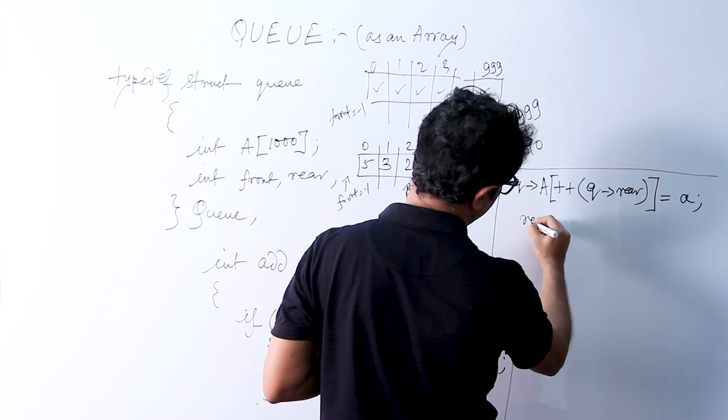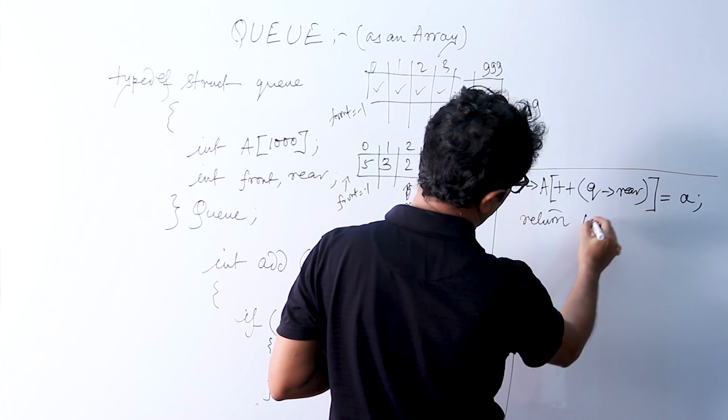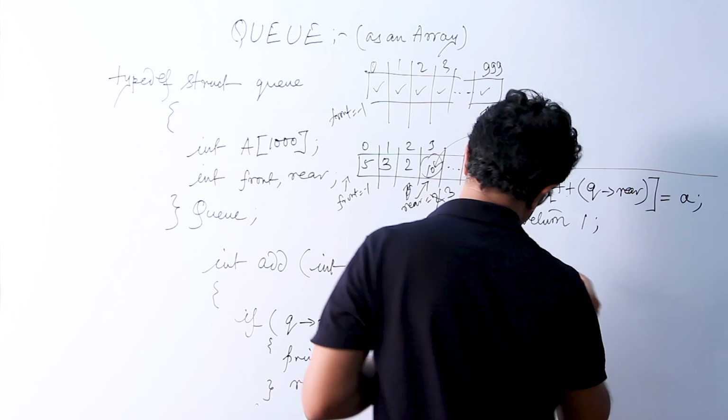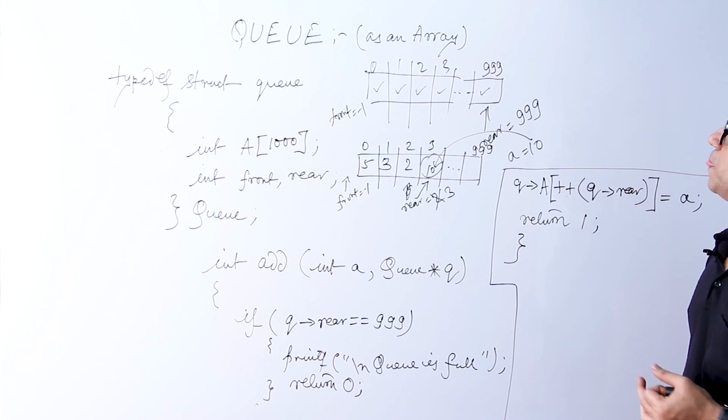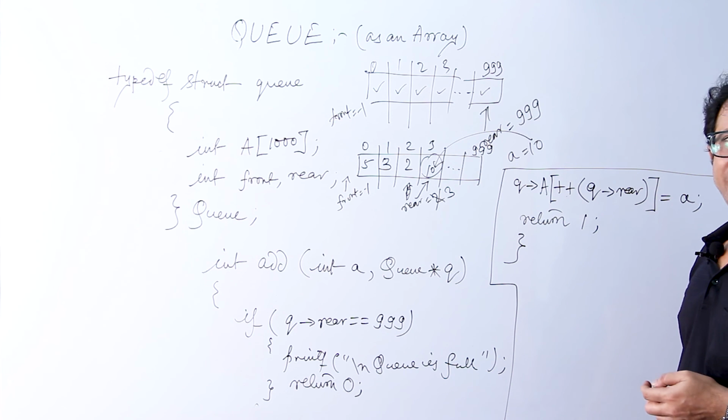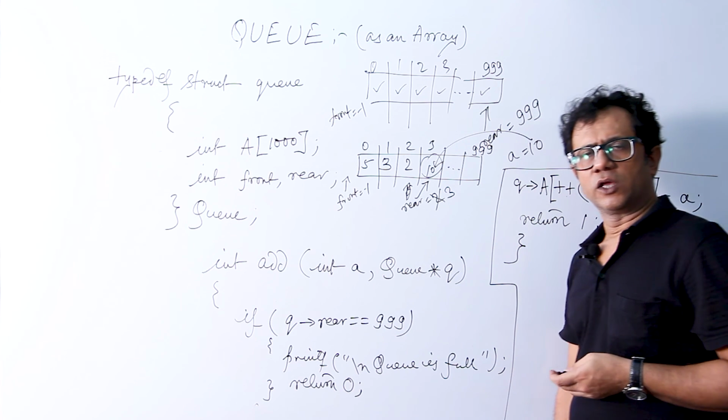Since this is a successful operation, we are definitely going to return 1 from the function. So this is the explanation of the primitive operation of addition in a Q data structure.